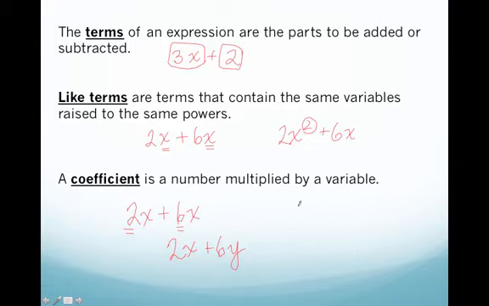What if I have 3x and x? That x doesn't have a coefficient, except that x does have a coefficient. We just don't see it. It's the number 1. So if a variable has no coefficient, you know that's really a 1. Okay? Likewise, x squared is really 1x squared.